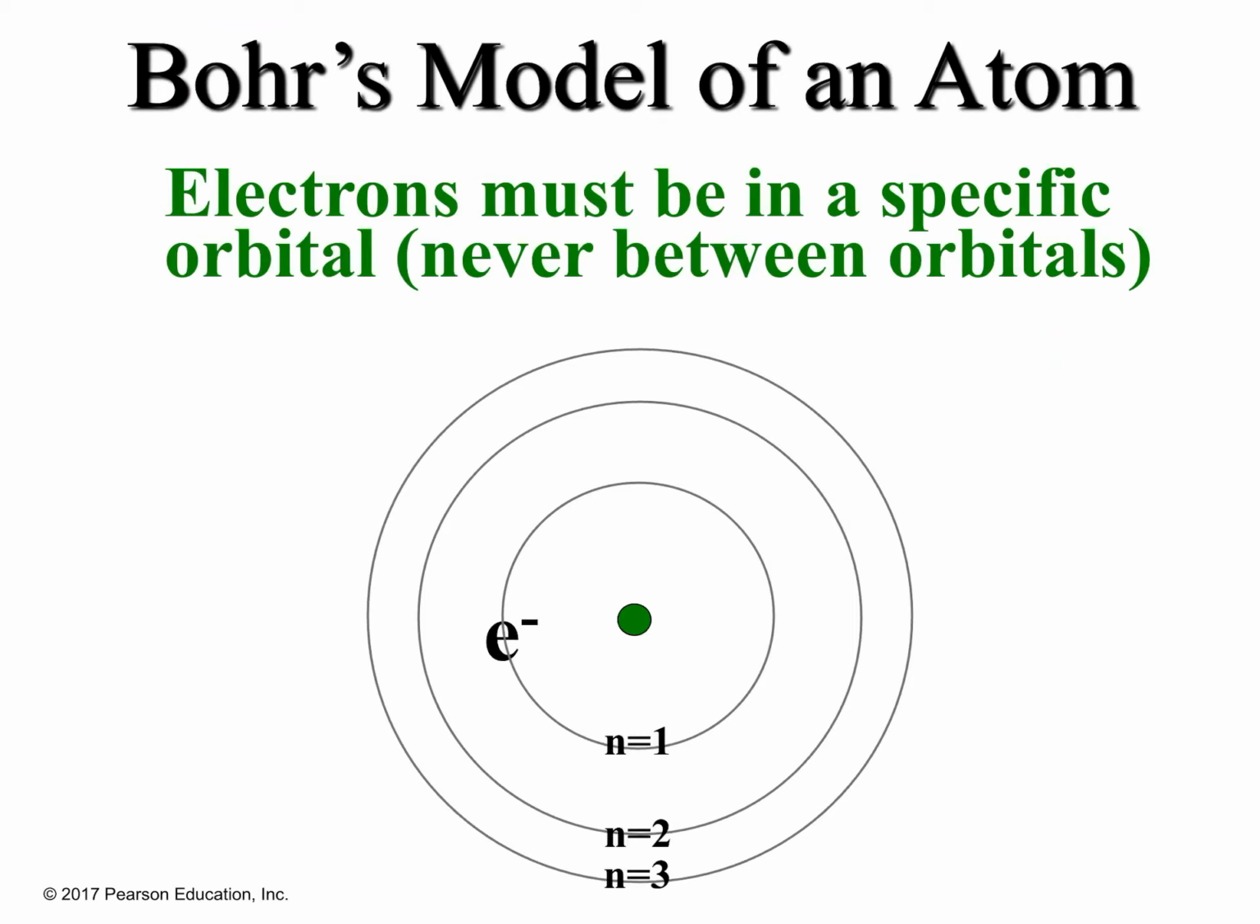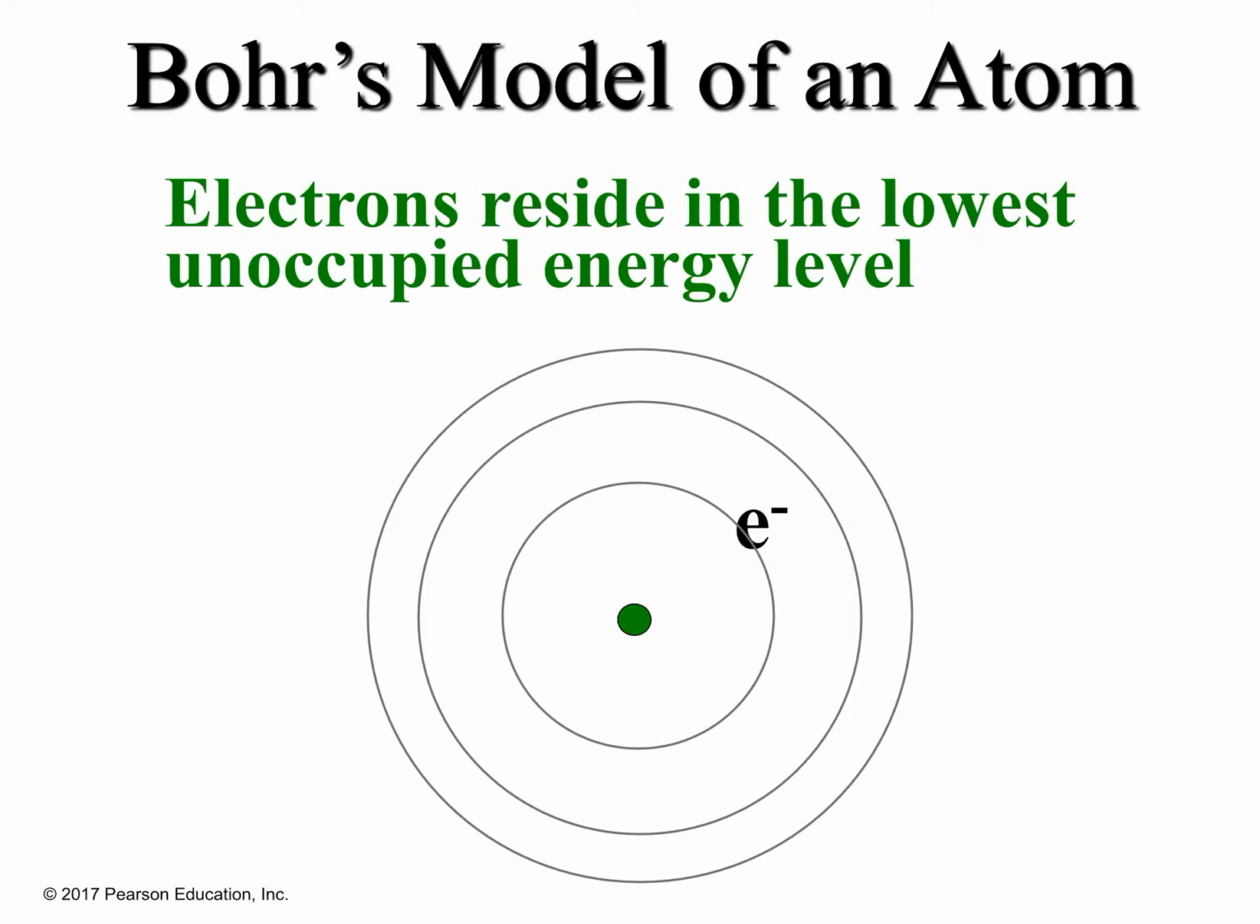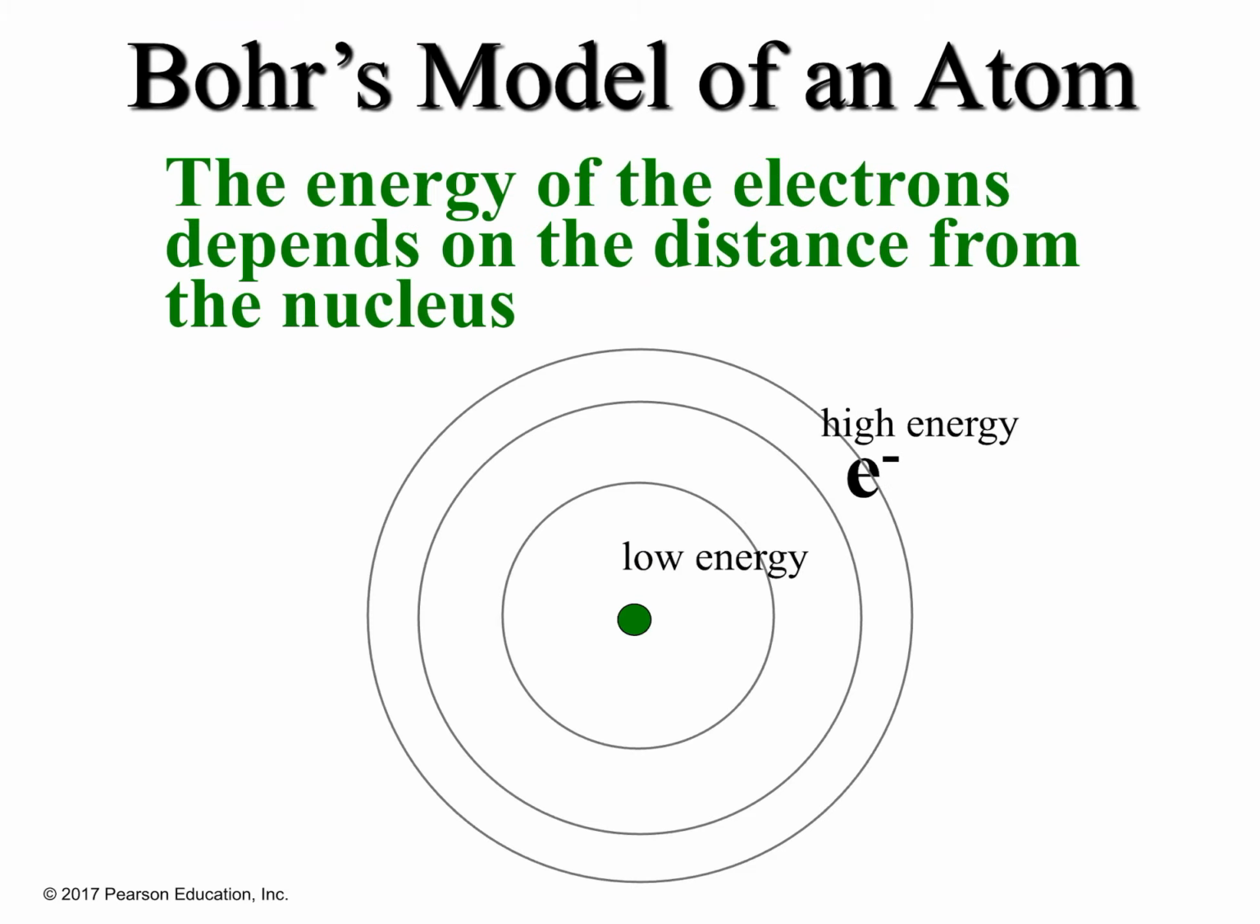So this electron is in the first energy level, but it could be in the second or the third or whatever it is. Electrons will always be found in the lowest unoccupied energy level. We'll look more at this next time. Right now, though, we only have one electron, which means it will be in the first energy level because it's open. It will always sit as close to the nucleus as it can.